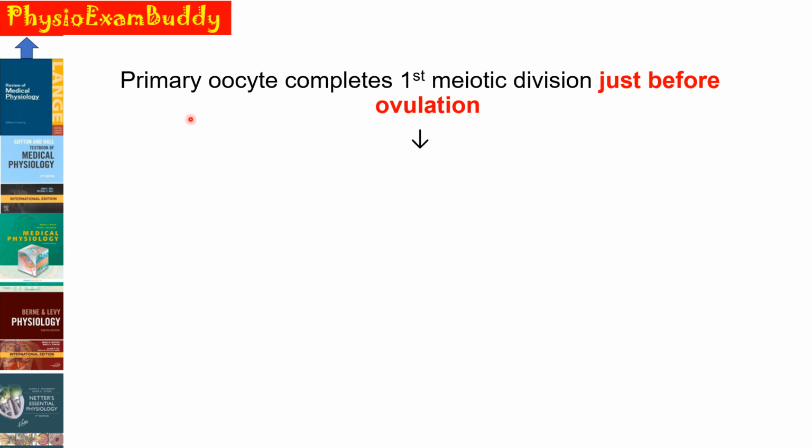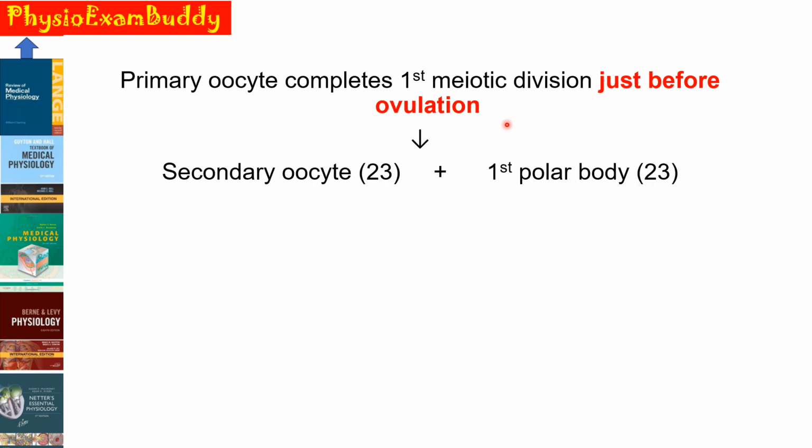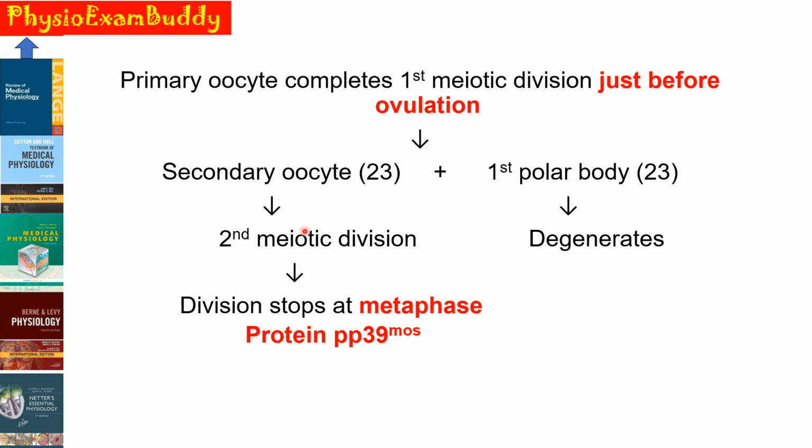After puberty, just before ovulation, the primary oocyte which got arrested at the prophase stage will complete the first meiotic division. This is just before ovulation, which occurs on the 14th day of the menstrual cycle. It is converted into a secondary oocyte and a first polar body, each containing 23 chromosomes. This first polar body degenerates, whereas the secondary oocyte containing 23 chromosomes undergoes the second meiotic division.